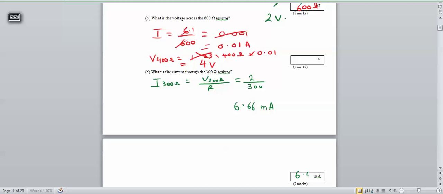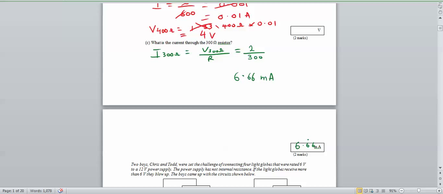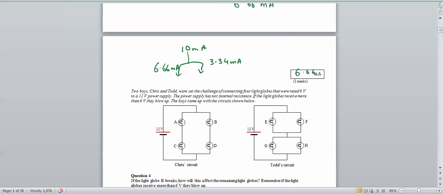So there we have it. Naturally, if we've got 10 milliamps coming through here, and 6.66 milliamps going this way, then we're going to have approximately 3.34 milliamps going this way. Current in, current out: Kirchhoff's current law. Okay, let's continue.